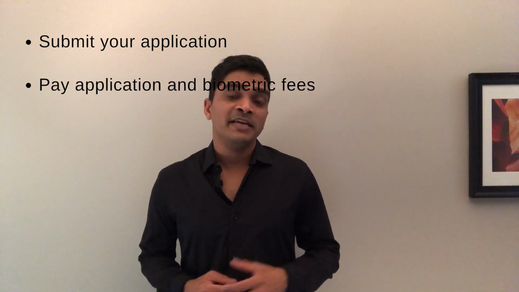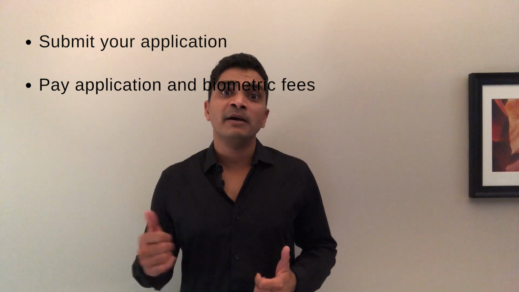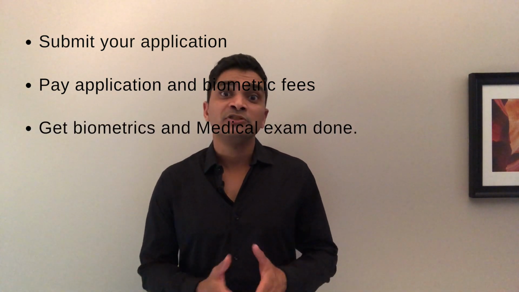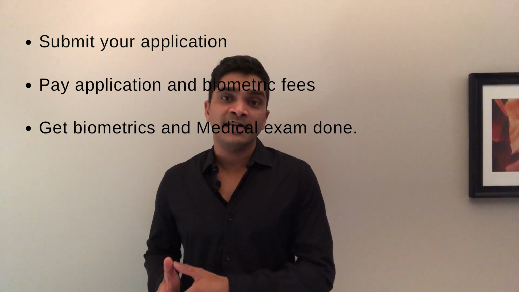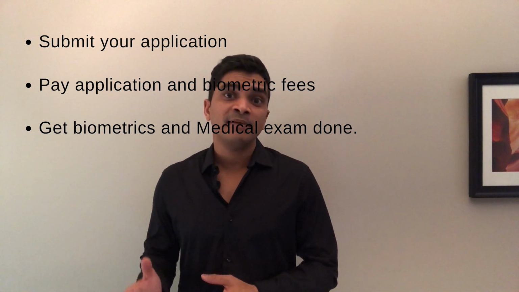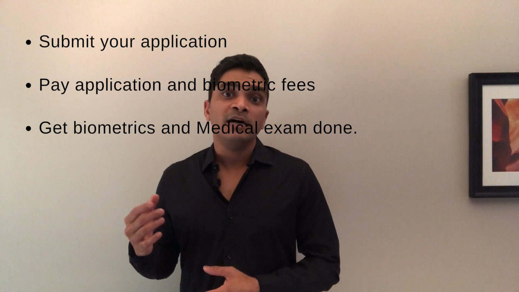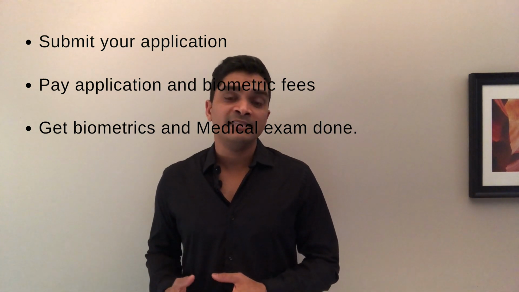There are 2 ways to get your study permit. One, the traditional way, and the other, the faster way, called Student Direct Stream, which is only available for students from these 7 countries. Here I'll list the steps for getting your study permit through the traditional way. First, you submit your study permit application. Online applications are preferred over paper application. Then you pay the application fee and the biometrics fee. After that, you get your biometrics done and the medical exam done. Now you can get this medical exam done even before the application to avoid any delay in the process.